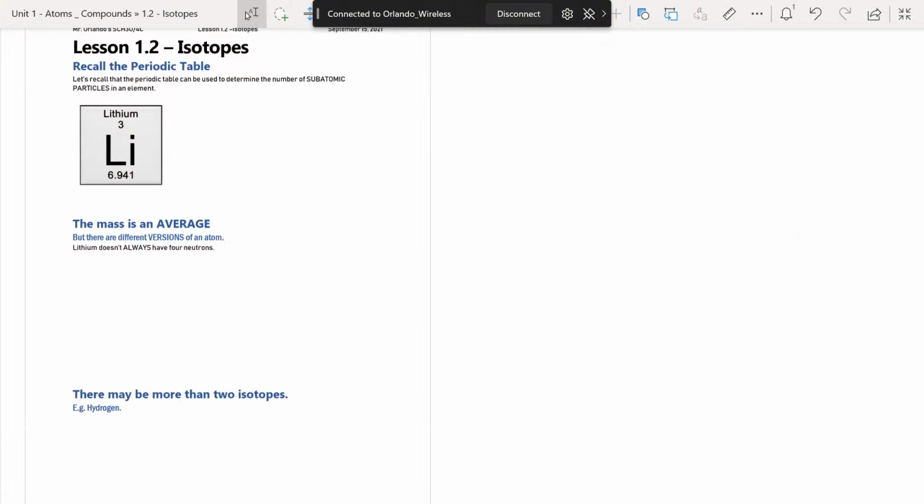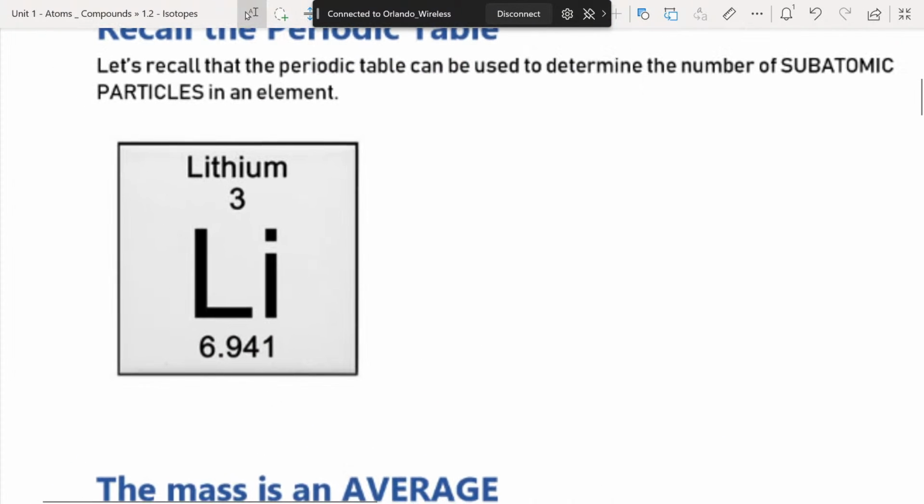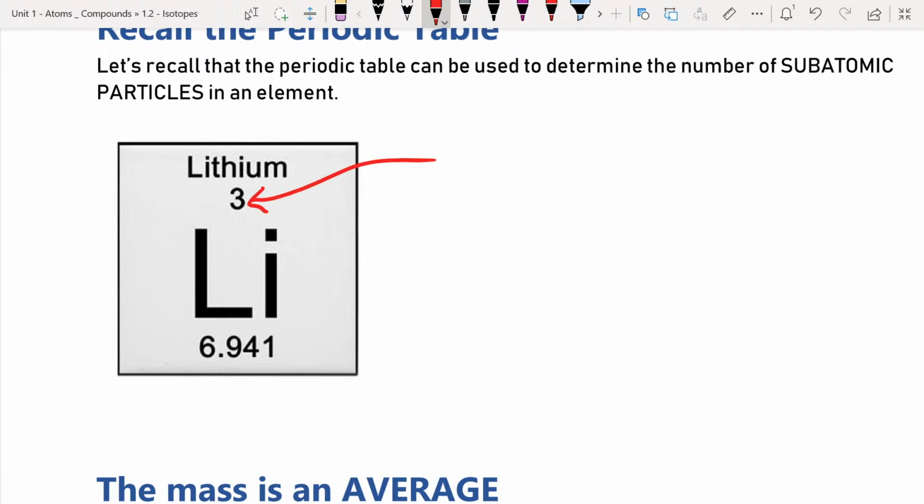So, let's talk. Recall the periodic table. Here we have an entry on the periodic table. What element am I looking at here? Lithium. Very good. What can you tell me about lithium just by looking at this? Its atomic number is 3. Good. And what does that tell me? There should be 3 protons. Okay, so a neutral lithium atom will have 3 protons.